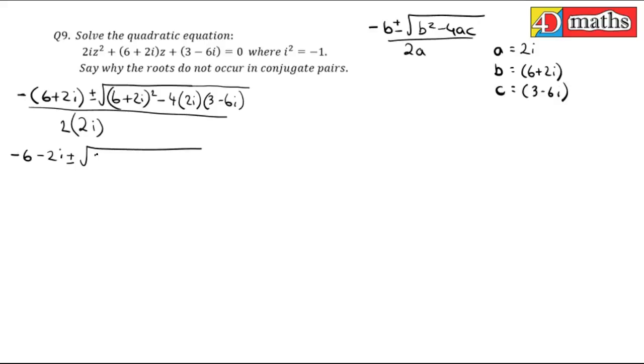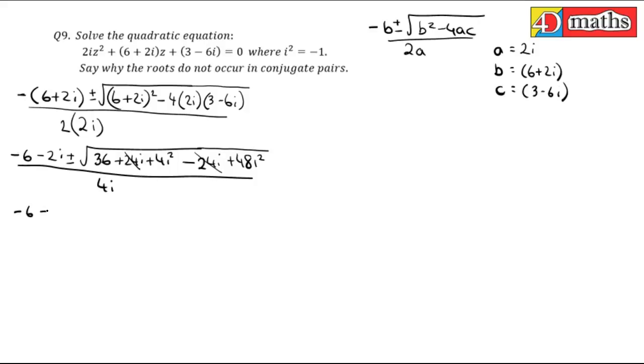Okay, and I've done this earlier, so this works out to be 36 plus 24i plus 4i squared. Okay, minus, I'm going to multiply these three things together, and you get minus 24i plus 48i squared, all over 4i. Looking along this line, you'll see that they cancel out immediately, and there's a bit of tidying up to go because i squared is minus 1, so you'll be able to work it out. Okay, so minus 6 minus 2i plus or minus the square root of 36 minus 4 minus 48, all over 4i.